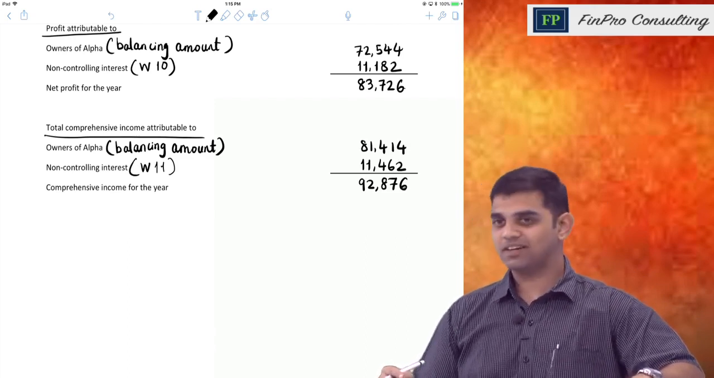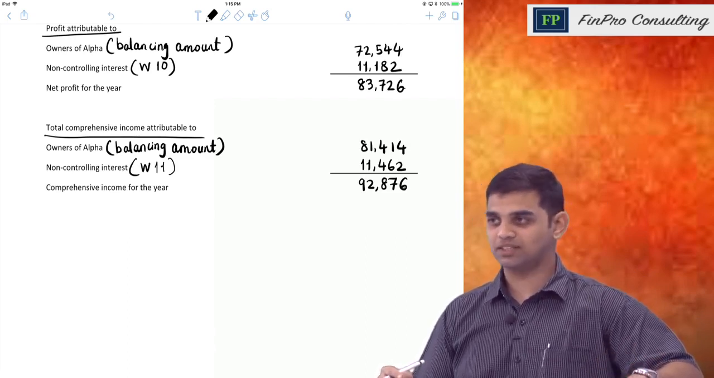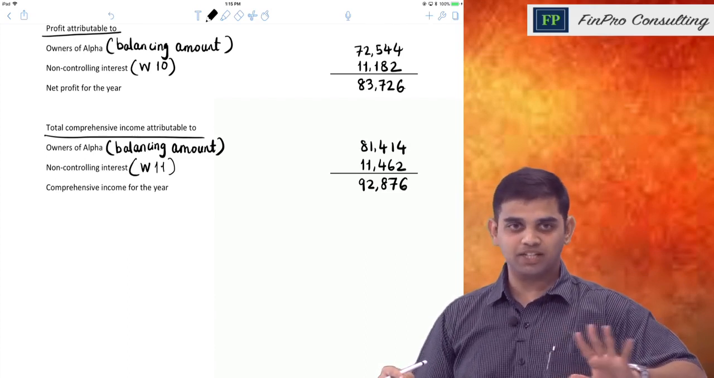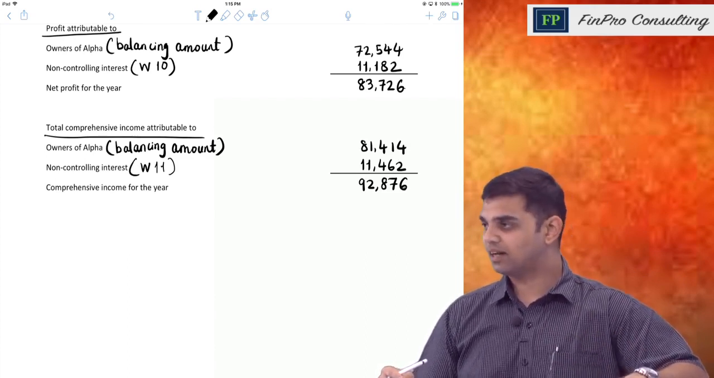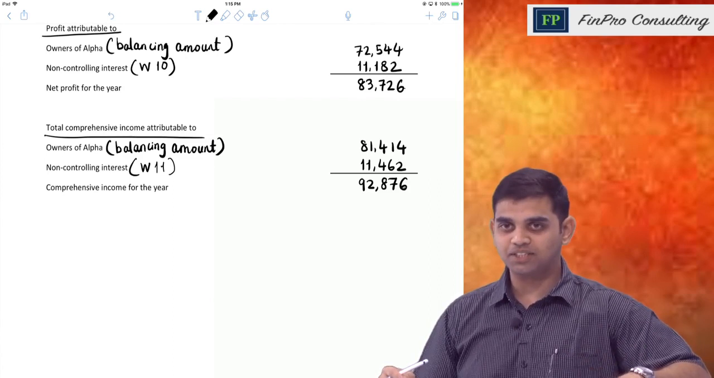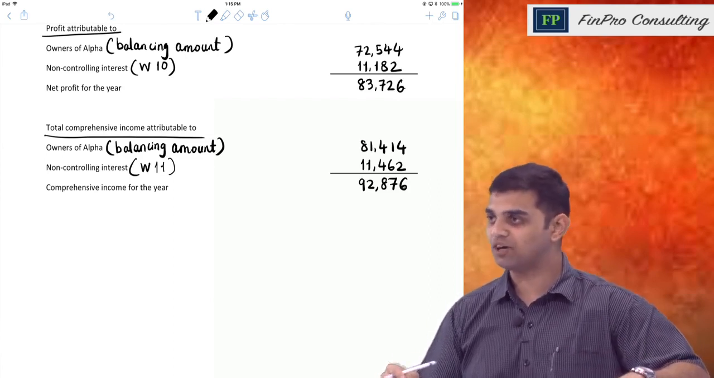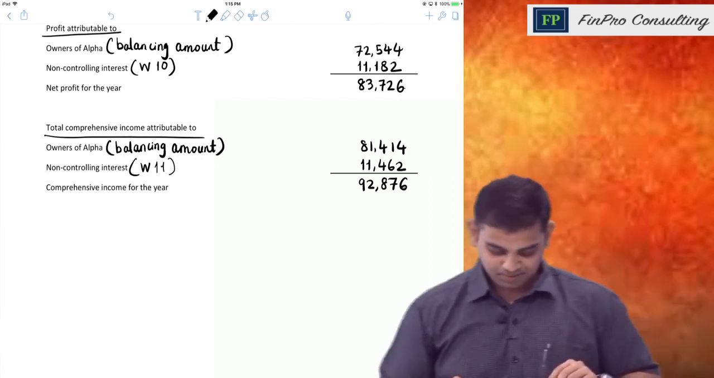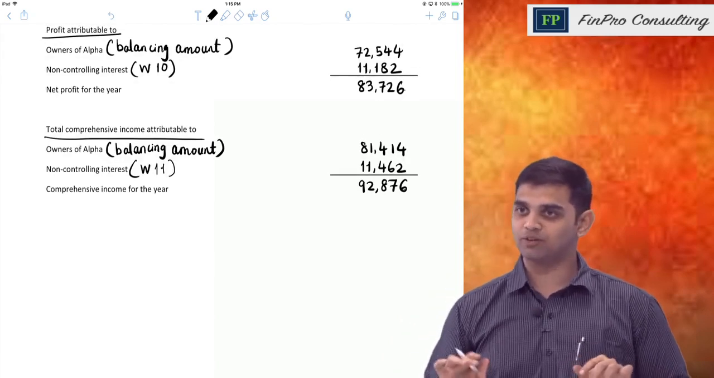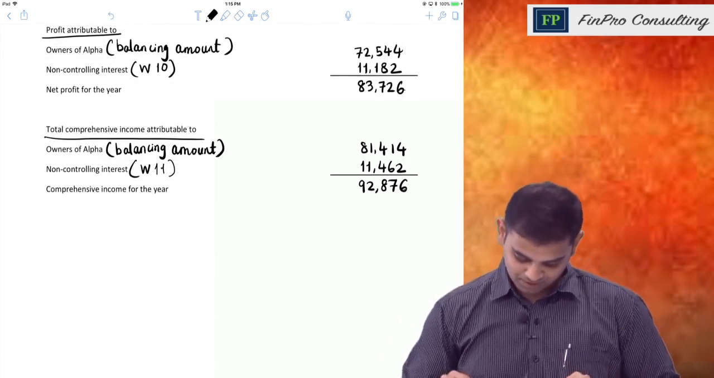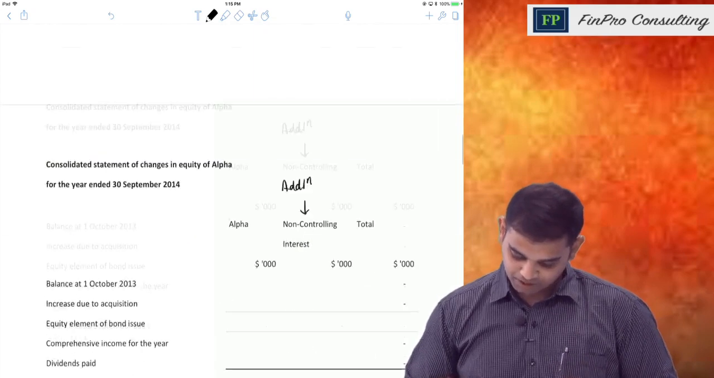Okay. We have just completed 32 marks. P&L and OCI is done. Now, statement of changes in equity for the next 15 minutes for 8 marks. Any questions in P&L and OCI? Okay. Now, let's go to statement of changes in equity.